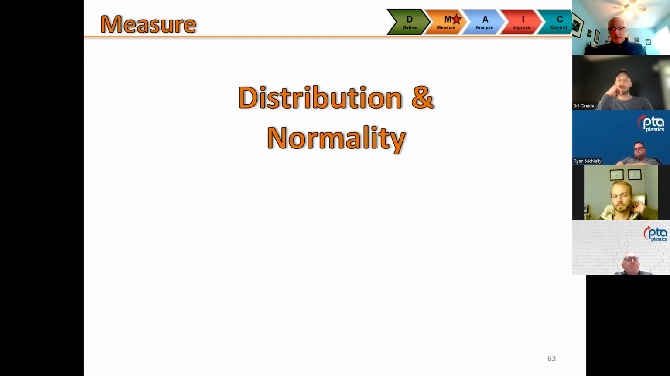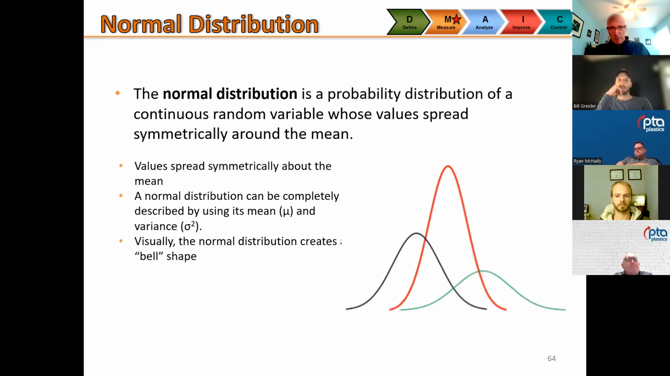Distribution and normality, we talked a little bit about that. That's the beautiful bell-shaped curve. It's a probability distribution of a continuous random variable whose values spread symmetrically around the mean. So symmetrically, it's equal on both sides of the mean, right? And luckily, over time, I've gotten my processes under control, and they're pretty predictable, and they're at equal distance on either side of the mean.